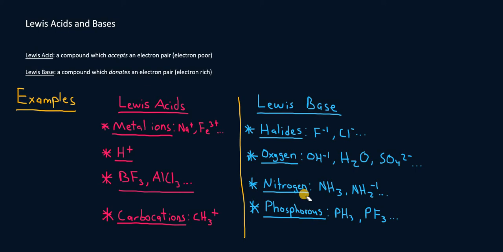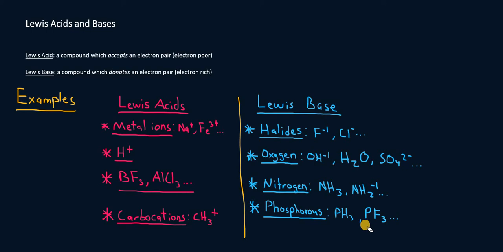Nitrogen compounds are very common Lewis bases. And that's because nitrogen likes to have a lone pair on it most of the time for formal charge purposes. So because nitrogen likes to have a lone pair on it, it's very often going to be a Lewis base. So NH3, NH2-1, etc., nitrogen likes to act as a Lewis base. Same thing goes for phosphorus, because phosphorus has a similar look to nitrogen, and that phosphorus also likes to have a lone pair on it most of the time. So compounds like PH3, PF3, etc., those are going to be commonly seen as Lewis bases.